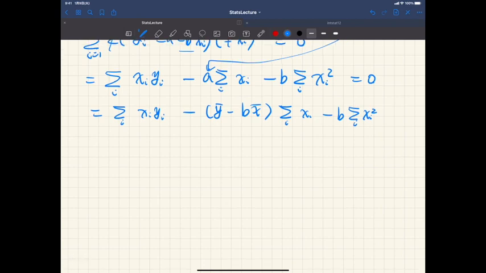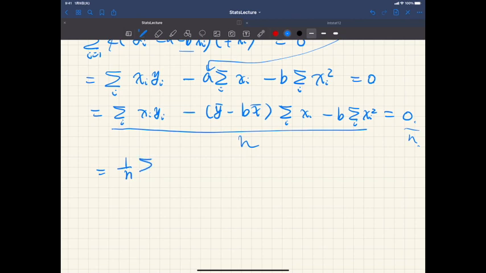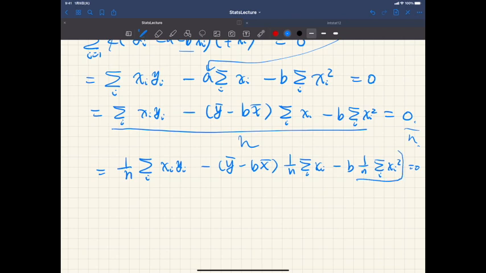So this is equal to 0, right? So why don't we just divide everything by n? So this will be 1 over n sum of xi yi, minus y bar minus b x bar times 1 over n sum of xi, and minus b times 1 over n sum of xi squared, equal to 0, right? But this is the sample mean of x squared. So let's write x squared bar. Okay, so this is not x bar squared. It's different. x squared bar.